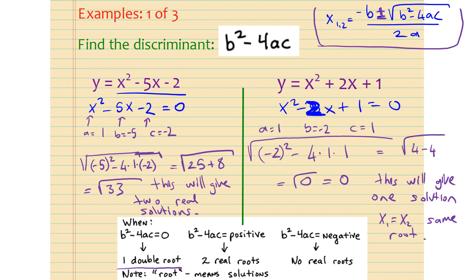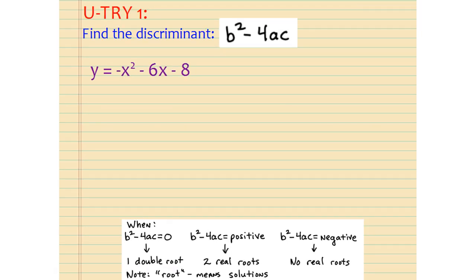By the way, root, solution, zeros, answers are pretty much going to mean the same thing in solving quadratic equations. Here's your U-try. Just identify your a, b, and c. Evaluate the b squared minus 4ac and determine whether you will end up with a single root, two real roots, or no real roots.